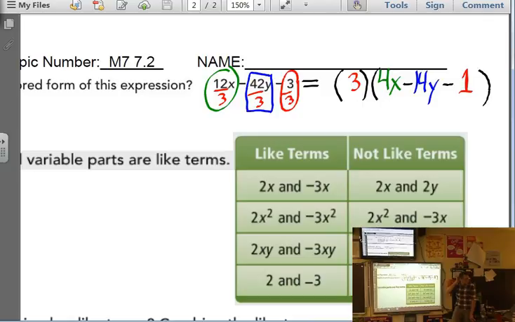Yeah. No, because 3 can't divide by 6. You want to end up with whole numbers. You want to end up with integers. So avoid those partials.